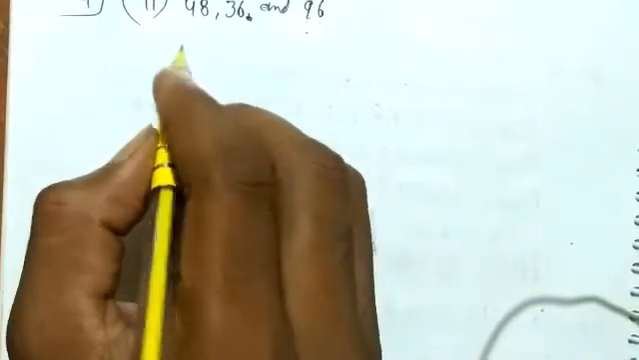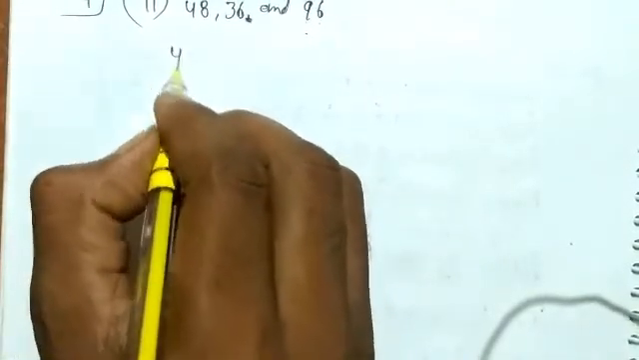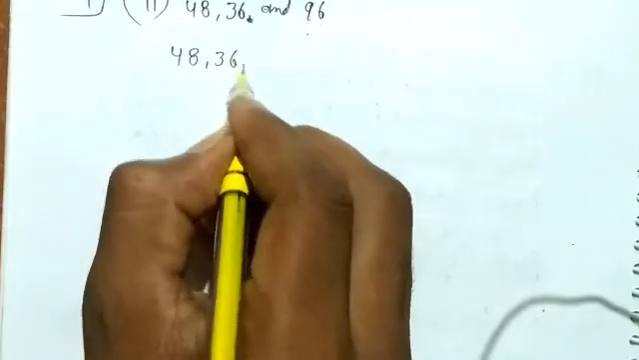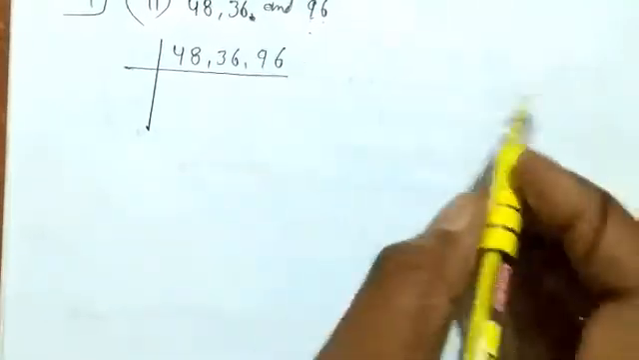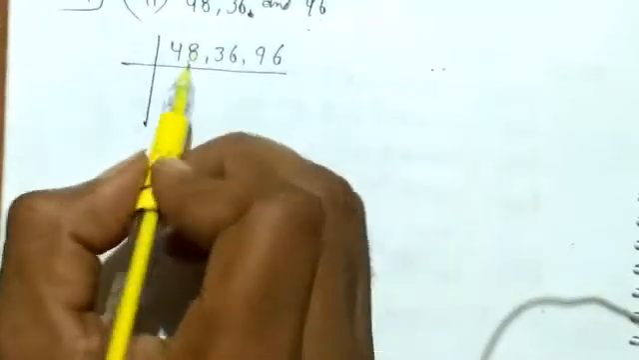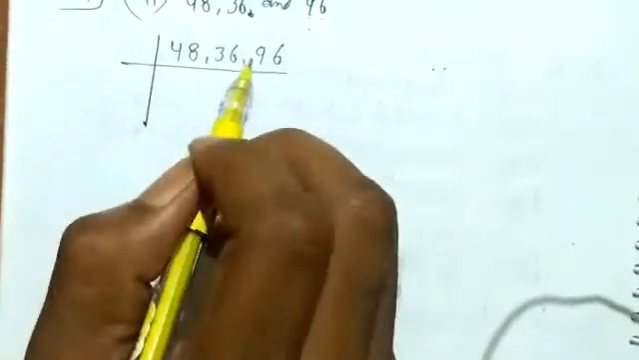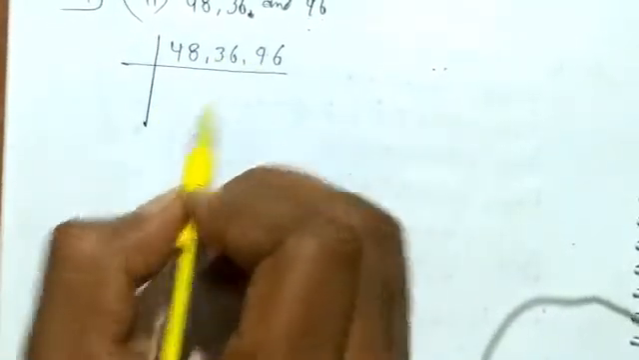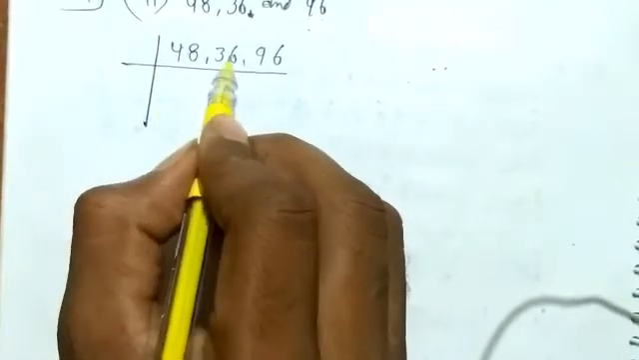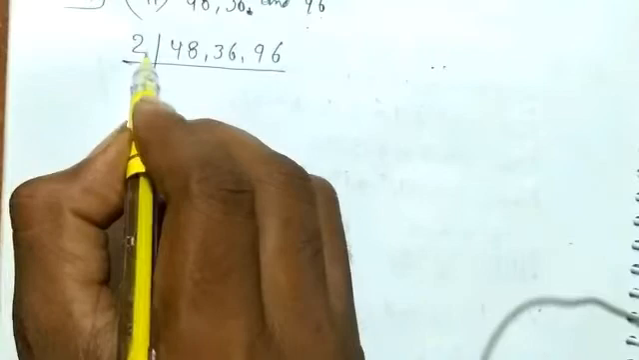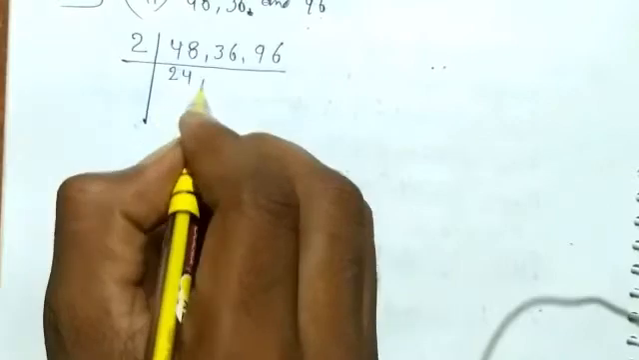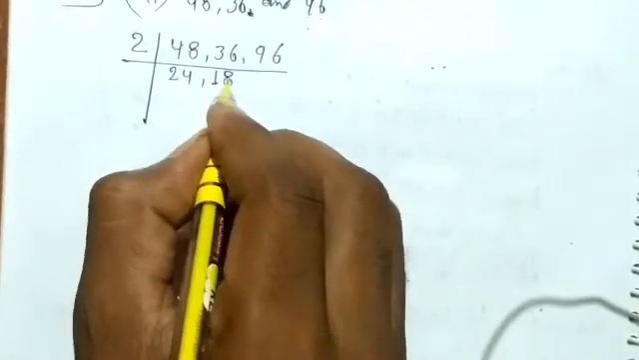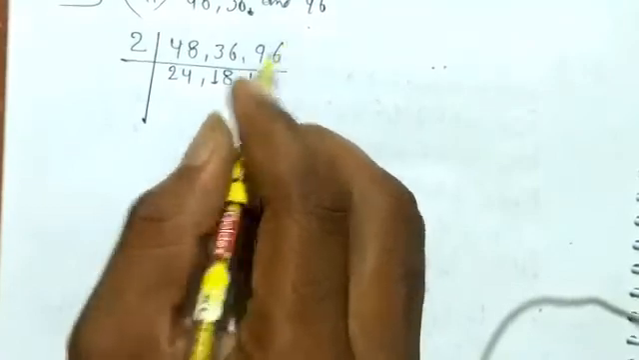And this method is as follows. First of all, write all these three numbers in a proper sequence, then divide these numbers commonly. Then the method is called the common division method. So first of all, we will divide by a prime factor which divides all these three numbers. These are even numbers, means all these three will be divided by 2. First of all, divide this. 2 2s are 4, 2 4s are 8, 2 1s are 2, 2 8s are 16, 2 4s are 8, and 2 8s are 16.